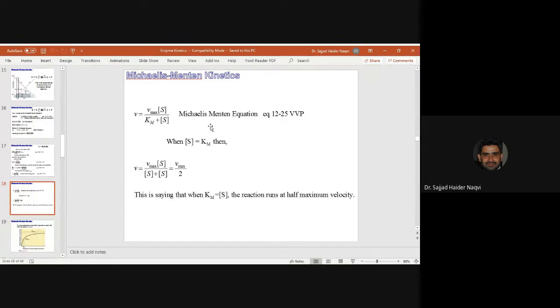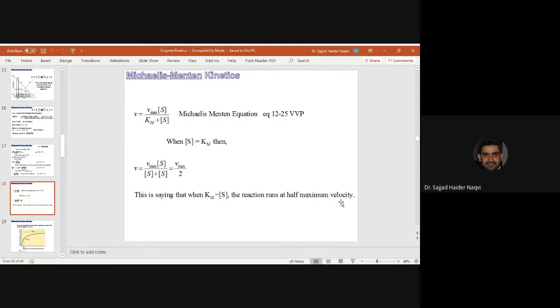So this Michaelis-Menten equation is further derived when we know that half of the Vmax is achieved. At half of the Vmax, we know that substrate concentration is equal to Km. So at this stage, this Km can be replaced by S, and as a result of this, we solve this equation, and this gives us Vmax divided by 2. So you can see that this initial velocity is half of the Vmax. This is saying that when Km is equal to the substrate concentration, the reaction runs at half maximum velocity.